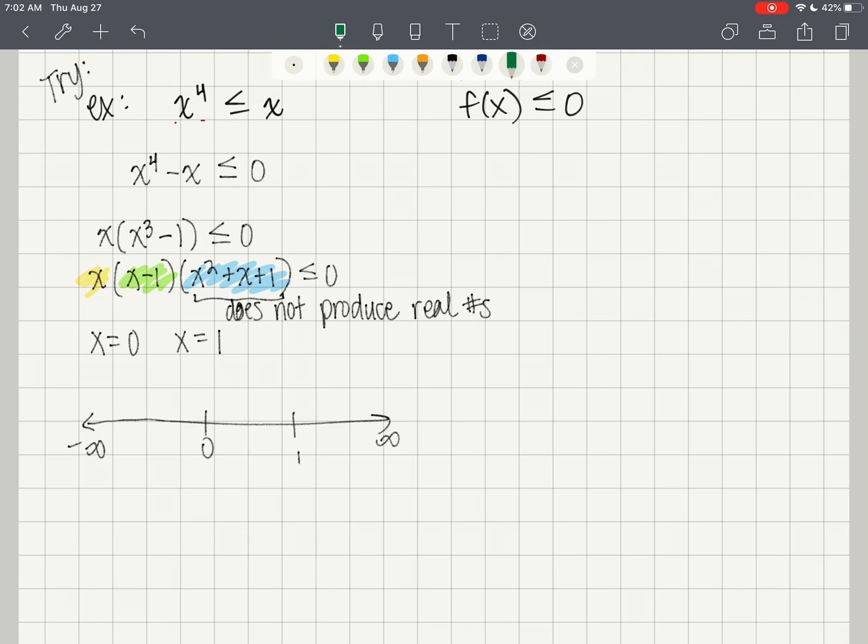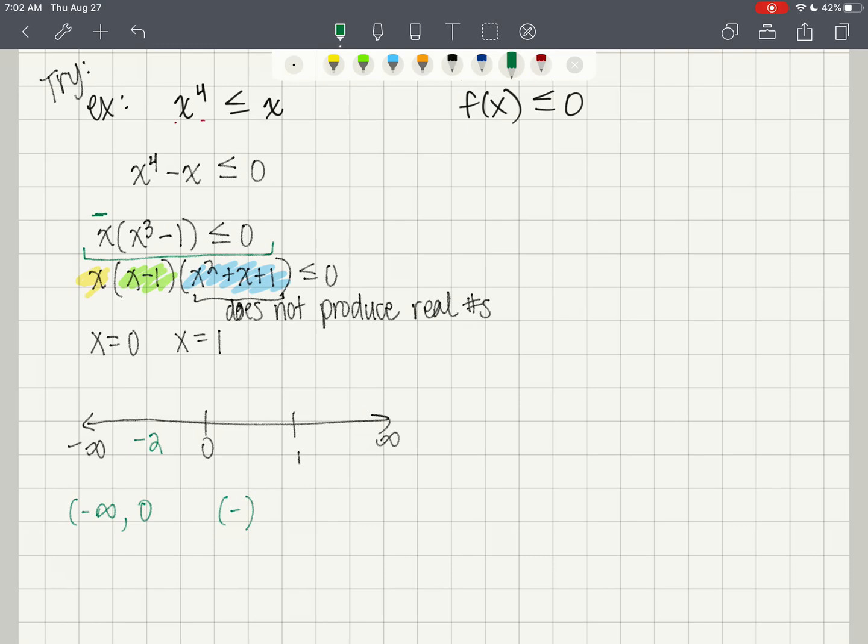Now when I subtracted x from both sides, that created an equivalent inequality. When I factored, that also created an equivalent inequality. So when I test these values, for instance, I'm going to test, let's just say, -2. When I test -2 in the interval from negative infinity to 0, I'm going to have a negative number. So I put a negative in there.